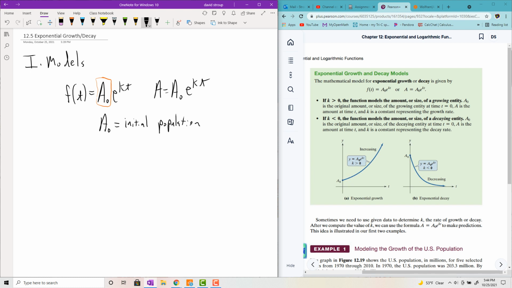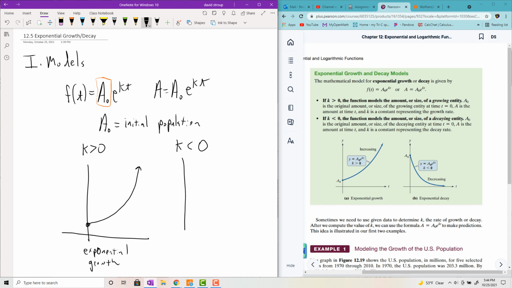Then there are two versions: one where the growth value k is greater than 0, or one where k is less than 0. If it's greater than 0, you have exponential growth. We don't worry about the negative side here, we just want the positive, the first quadrant. So it'll look like this, and this is exponential growth. The other case, when k is less than 0, it's just going towards 0. So this is exponential decay.